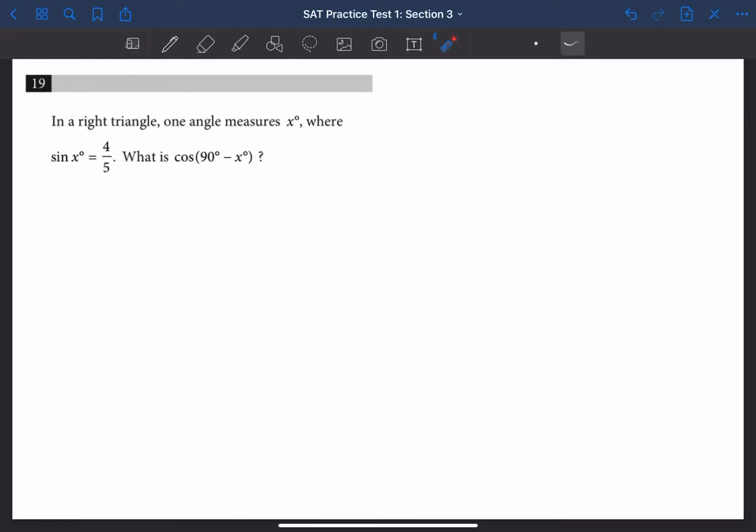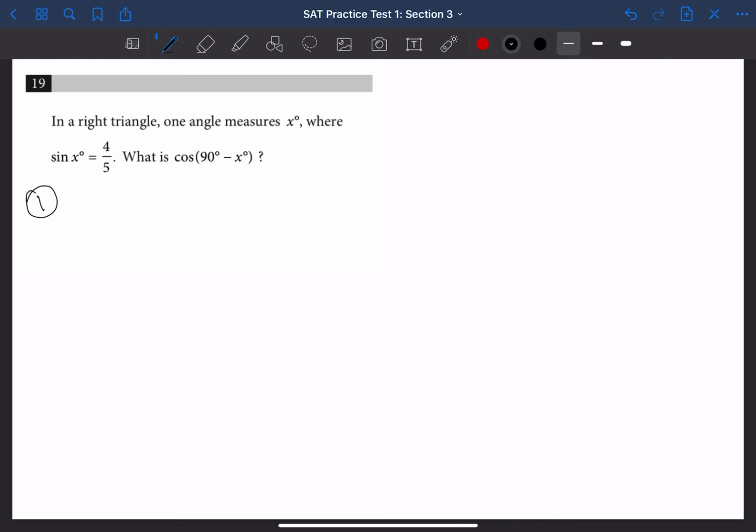Okay, the problem says in the right triangle, one angle measures x degrees, where sine of x equals 4/5. What is cosine of 90 minus x? So sine of x equals 4/5. What is cos of 90 minus x? Here we have two different ways to do this problem. Number one, this is if you know your co-function identities, or in other words, complementary angle relationship. You should be able to solve this problem without any calculations.